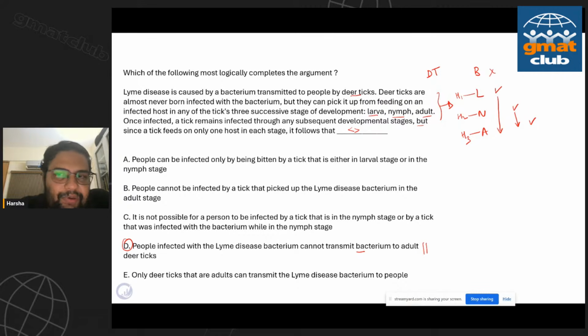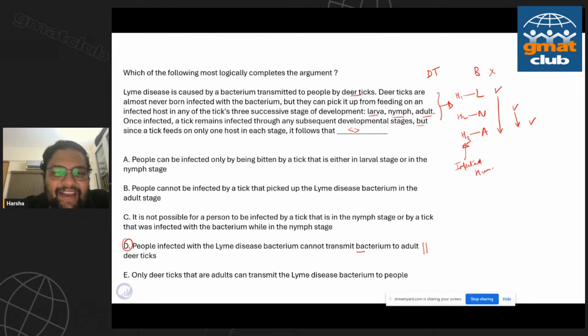All I know is about deer ticks and deer ticks possibly infecting humans. Choice D is trying to tell me that those people who are infected with Lyme disease cannot transmit the bacterium to adult deer ticks. You think this is not possible, but maybe it is very much possible. For all you know, the host for the deer tick in the adult stage is an infected human.